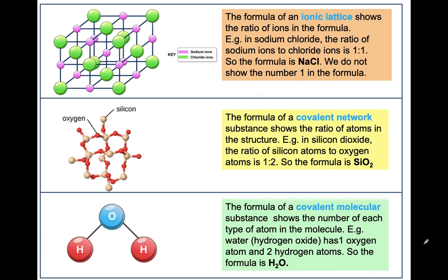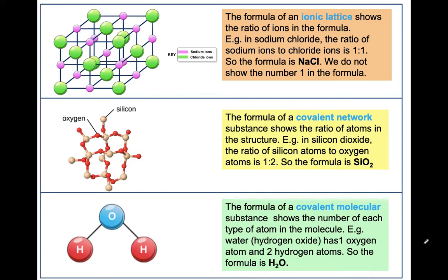And it's important that you know that when we are talking about ionic lattices, so our ionic compounds, the formula shows us the ratio of atoms. Now, in sodium chloride, the ratio of sodium to chlorine is 1:1. So the formula is NaCl. Number 1 does not show up in the formula at all. So I'll say that again. In an ionic compound, its formula tells us the ratio of atoms in the compound. So in sodium chloride, for every 1 sodium ion, you have 1 chlorine atom.